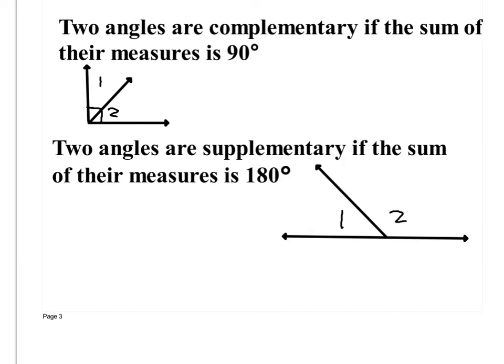Two angles are supplementary if the sum adds up to 180. Now, this does not say they have to be adjacent. They don't have to touch. It just shows you an adjacent angle that adds up to 180. Angles 1 and 2 here add up to 180.